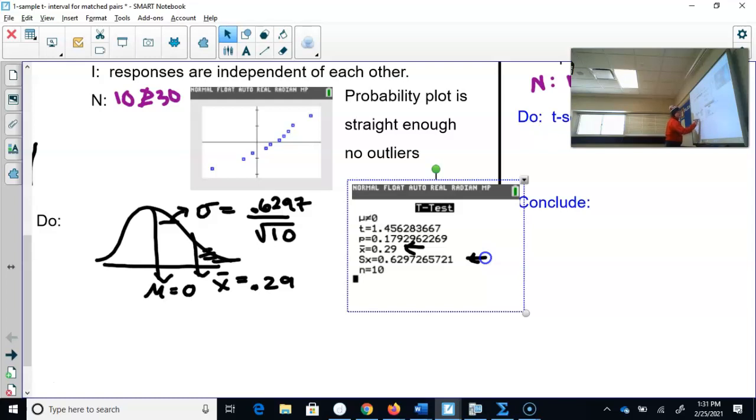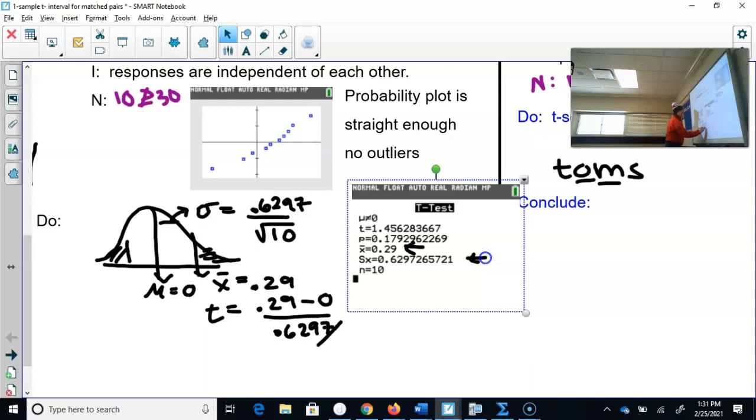I'm going to shade to the right. This is two-tailed, so I'm also going to shade to the left over here, approximately the same area. Next, I need to find that t-score. Just like we said z-scores before, now we're dealing with t-scores. Okay, t is equal to our observation. Our observation, you guys, that's our statistic right here, what we observed, 0.29. So O is observation, M is minus my mean. Minus my mean is 0. Divided by my standard deviation, 0.6297 over the square root of 10. In this case, it is the standard error.